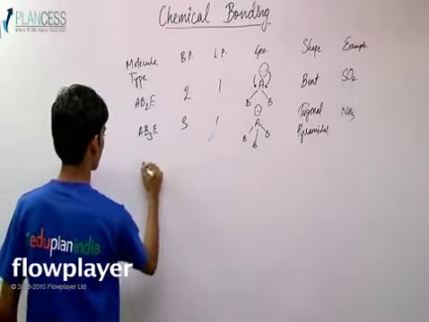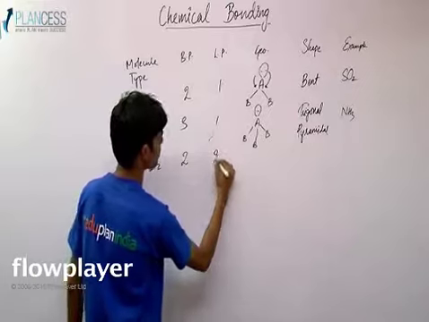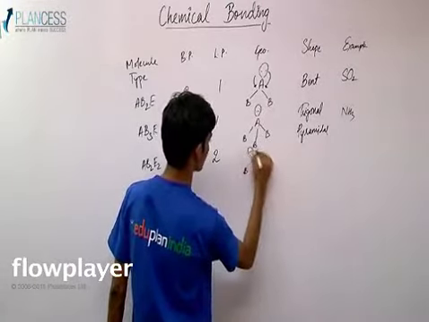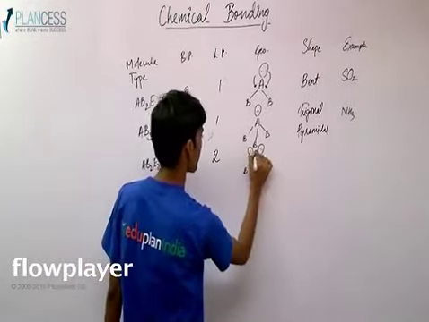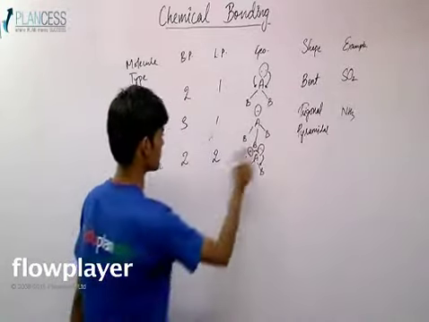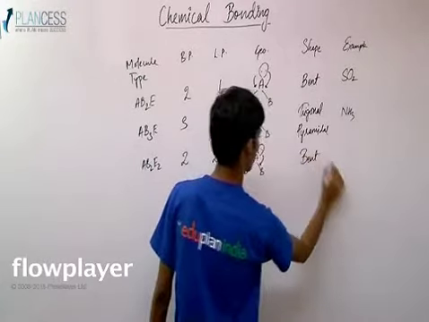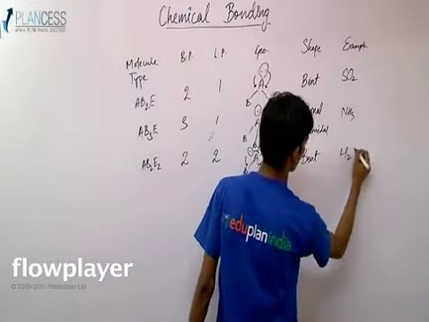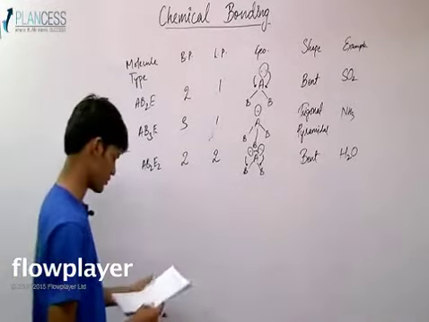So the next example is AB2E2, that is 2 bond pair and 2 lone pair, that is something like A, B, B, and here it is 1 lone pair and here it is 1 lone pair. So in this case there is also lone pair, apart from the lone pair bond pair repulsion, there is lone pair repulsion also. So its shape would be, you can say, bent, and the example is easy. Water is a perfect example for the AB2E2 type of molecule.